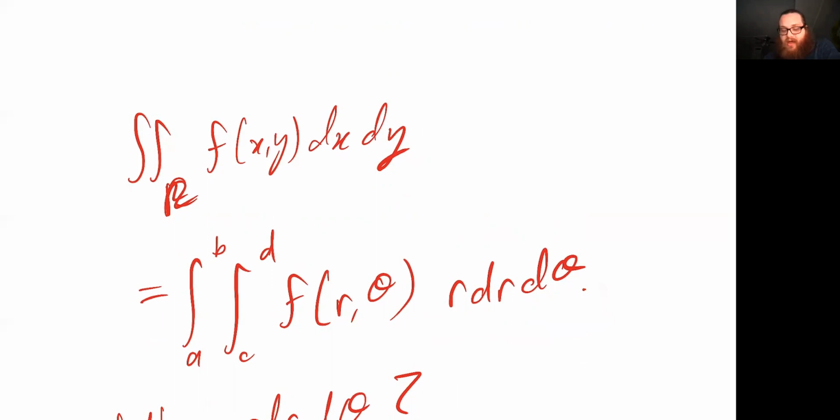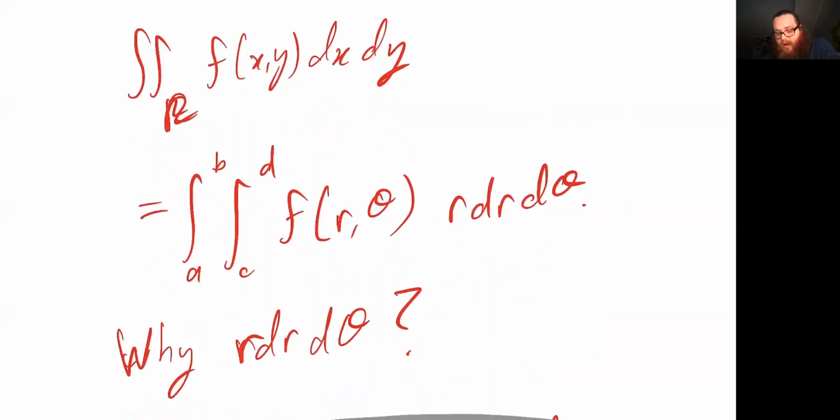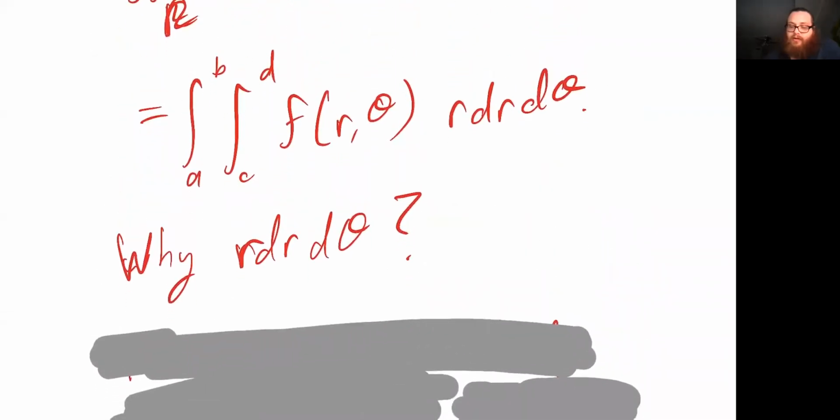And then our function, instead of expressing it in terms of x and y, we're now expressing it in terms of r and theta. And then we're integrating this function with respect to r dr d theta. But otherwise, we're computing these iterated integrals still. So why r dr d theta, and why not just dr d theta?